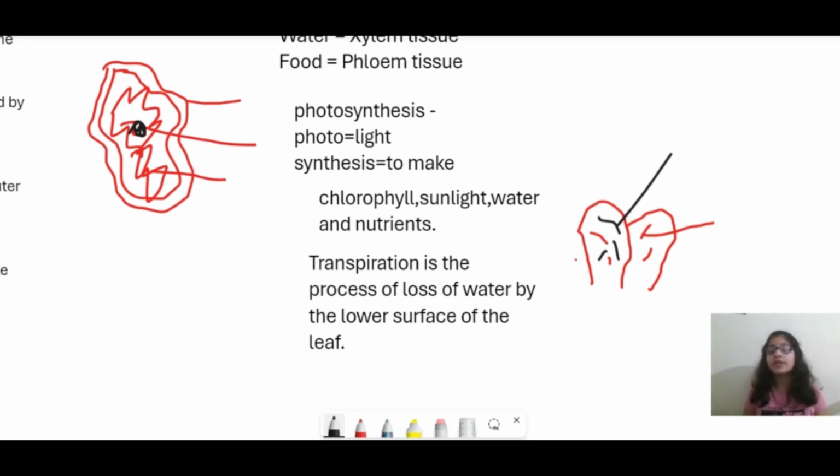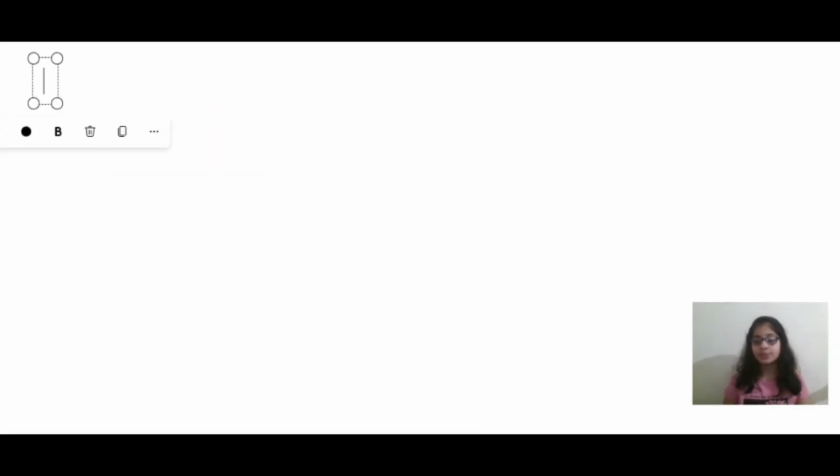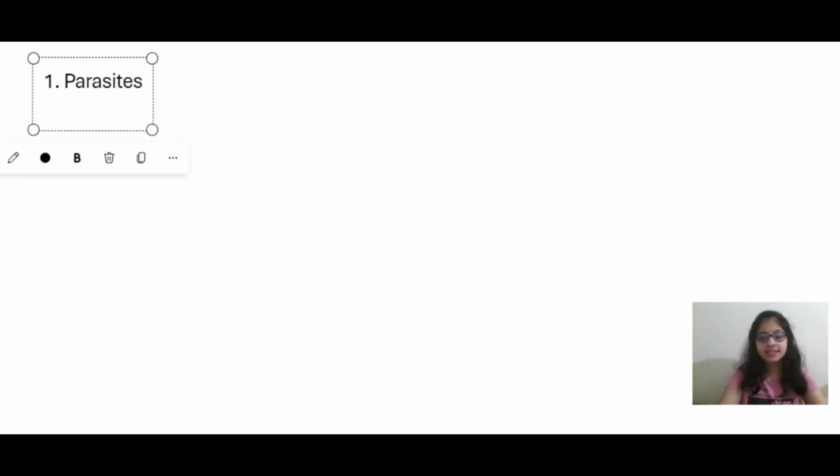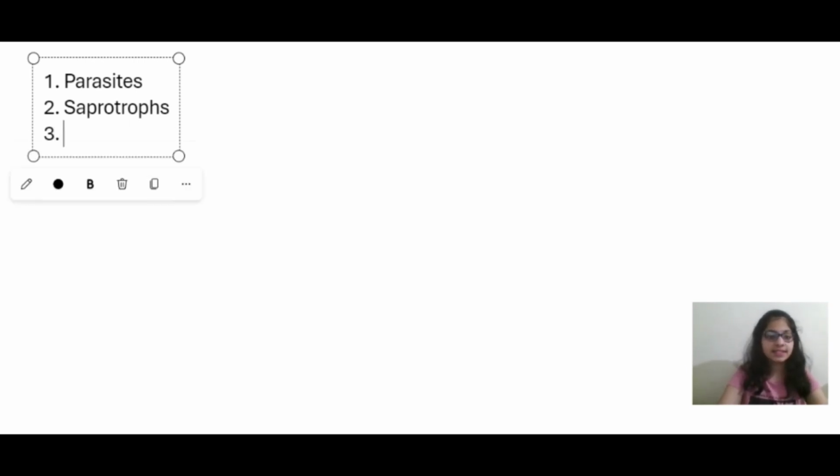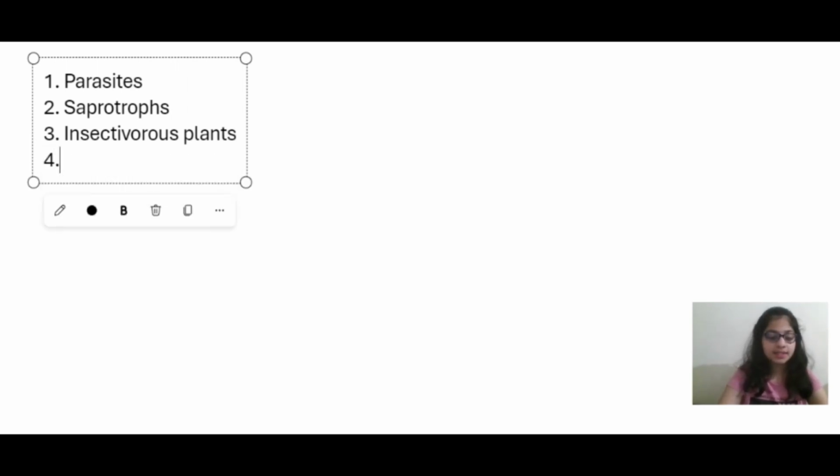Now let's know about the types of heterotrophic nutrition. There are basically 4 types of heterotrophic nutrition, which are: the first one is parasites or the parasitic plants, the second one is saprotrophs, the third one is insectivorous plants, and the fourth one is symbiotic plants.